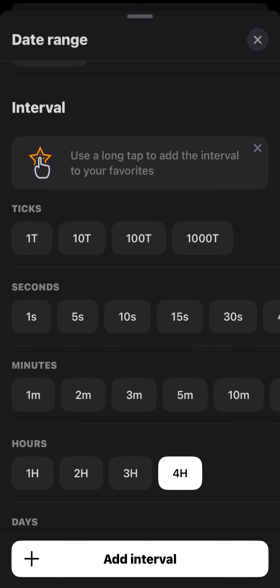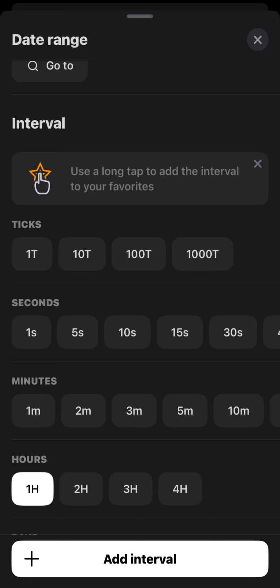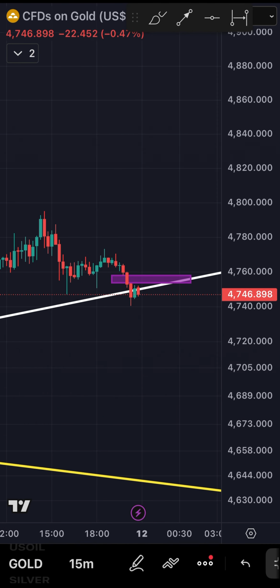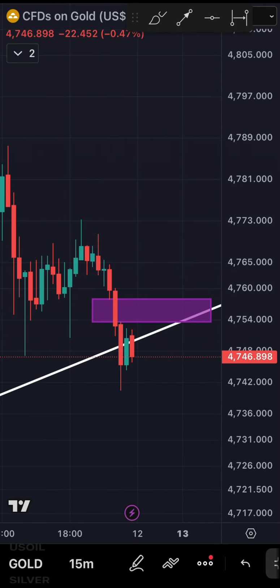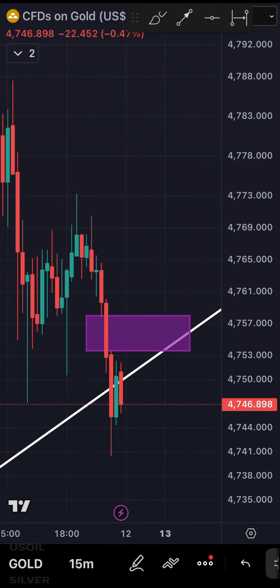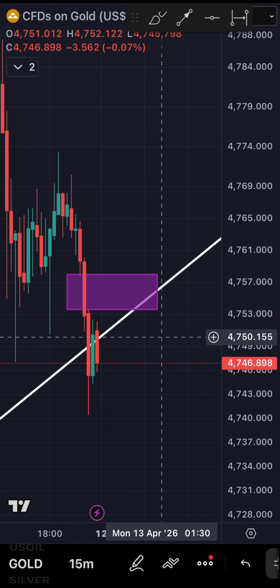Okay, I did not find anything on the hourly or the 30 minutes. But I did find something on the 15 minute, which is what? A fair value gap. Now the market is closed, so I can't really give you an example. But with me finding this fair value gap, this is where I can get ready to go in for a trade.